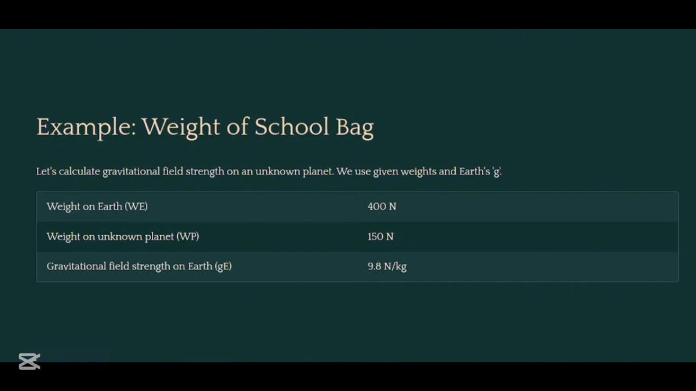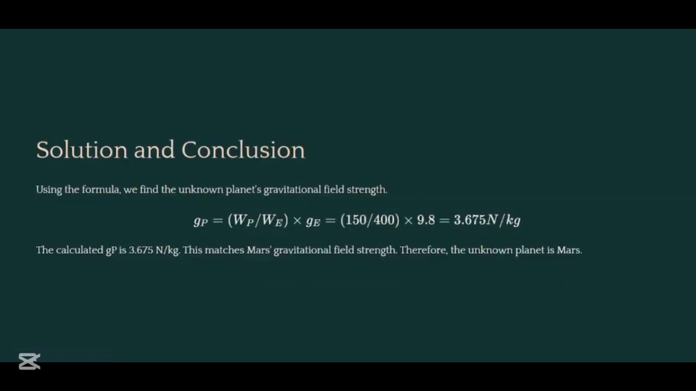If you want to calculate the gravitational field strength on an unknown planet, you can use the given weights and Earth's gravity. The weight on Earth is 400 Newton and the weight on an unknown planet is 150 Newton. So the gravitational field strength on Earth will be 9.8 Newton per kilogram. So using the formula, we can find the unknown planet's gravitational field strength.